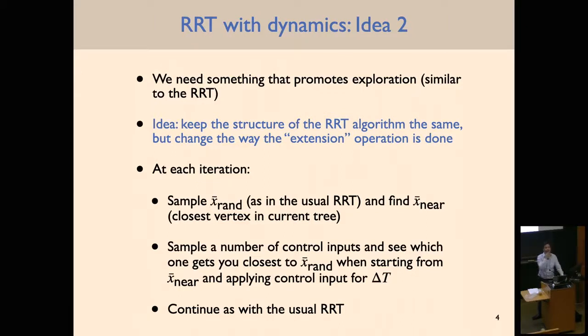Question? I was wondering how the sampling is taking place. Is there some efficient algorithm for sampling, or is it just random? Yes, good question. In this version, I'm just saying uniformly random. But you can make this more clever by biasing the control input, sampling in a specific way.